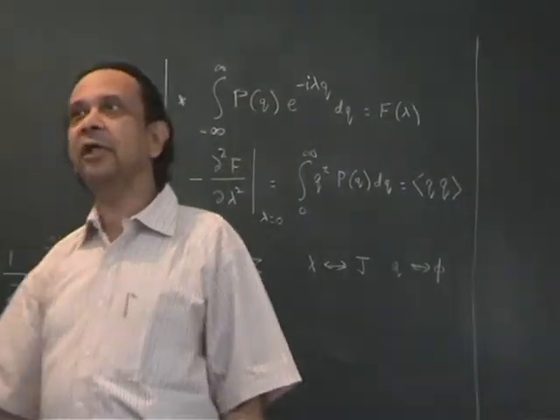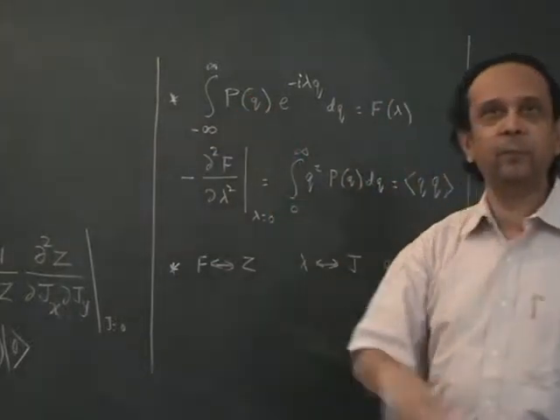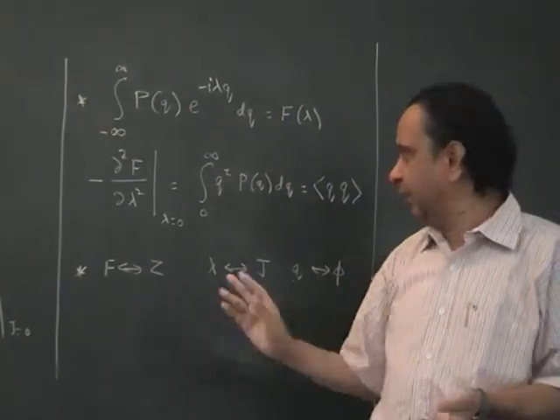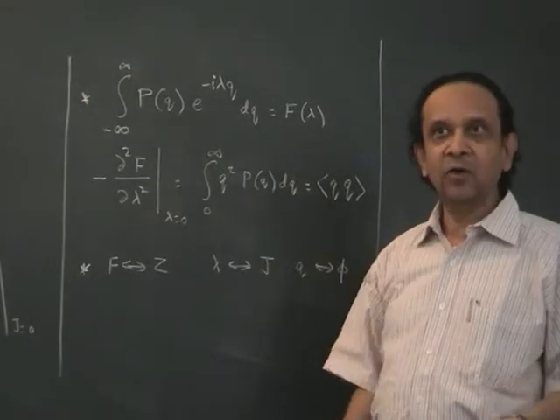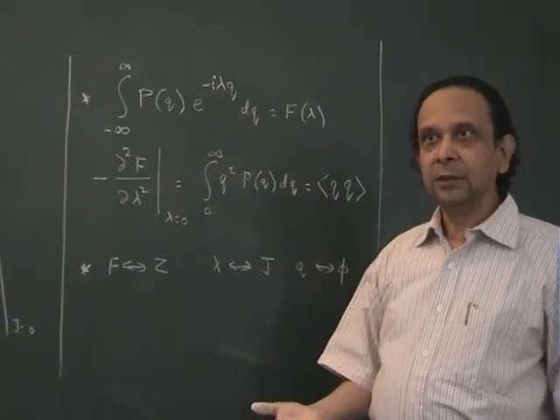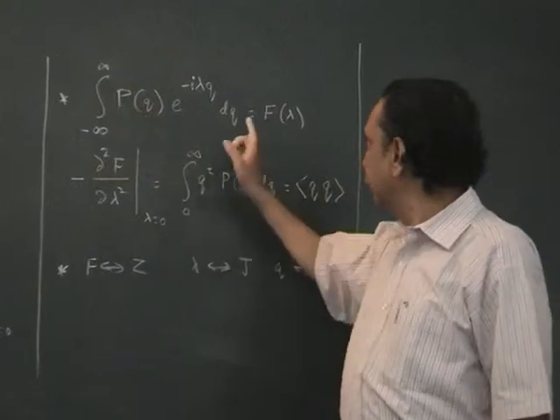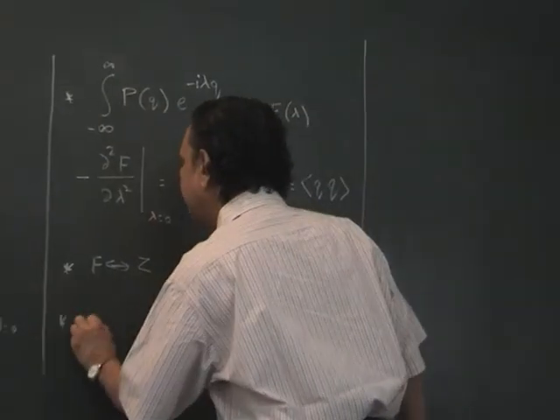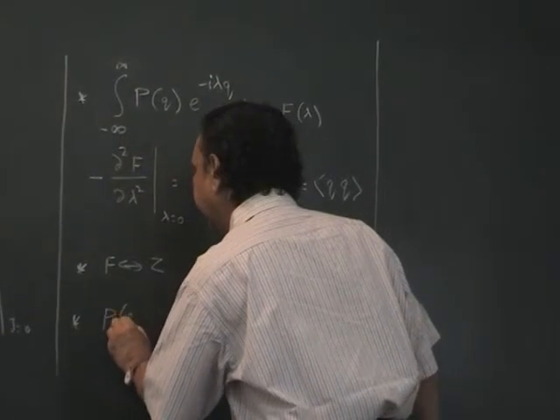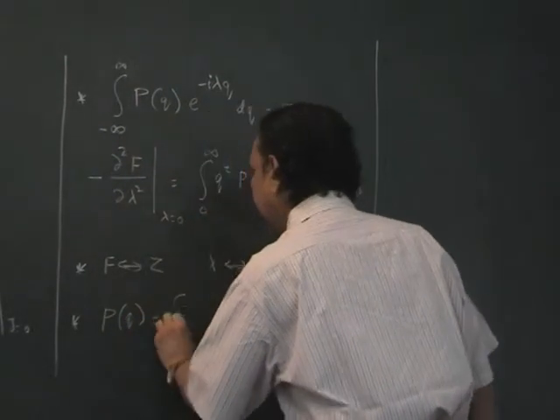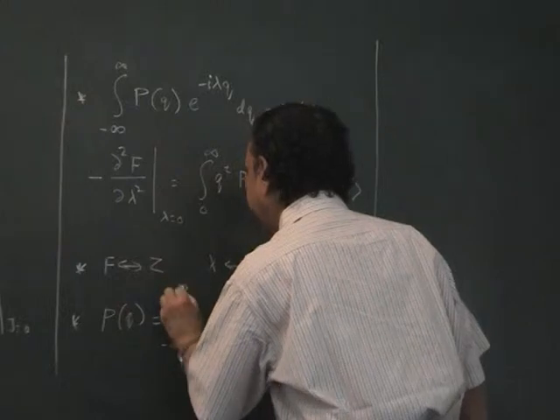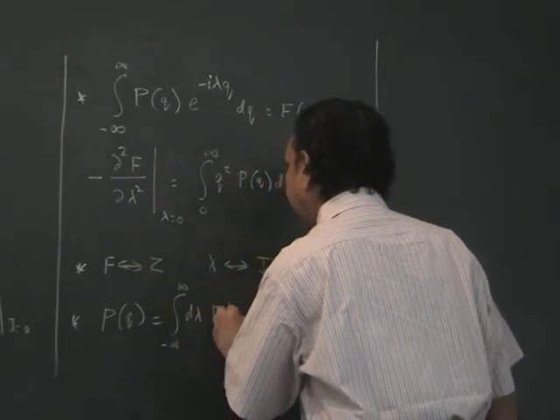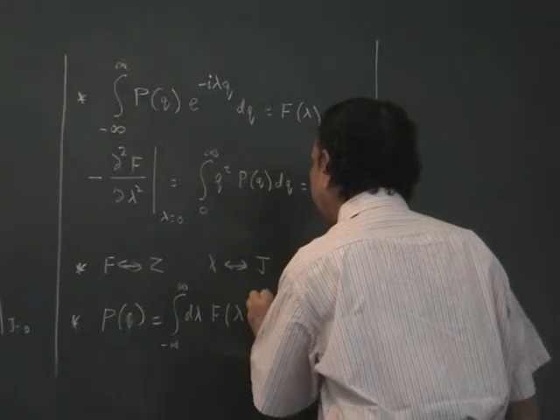The question we want to now ask is, what is P of q? What is P of phi? In our case, that q will become phi. What is P of phi? So, how do we find that? You have to do an inverse Fourier transform. Because after all, we know that if this is true, then P of q is the integral from minus infinity to plus infinity d lambda f of lambda e to the minus i lambda q.